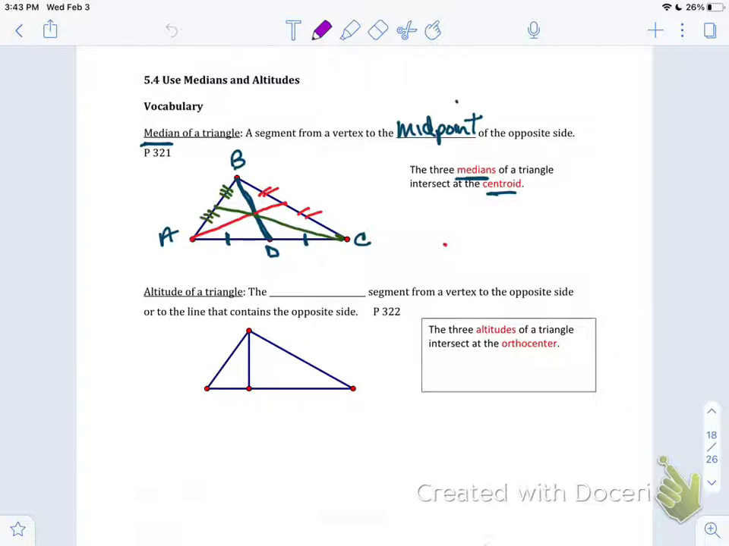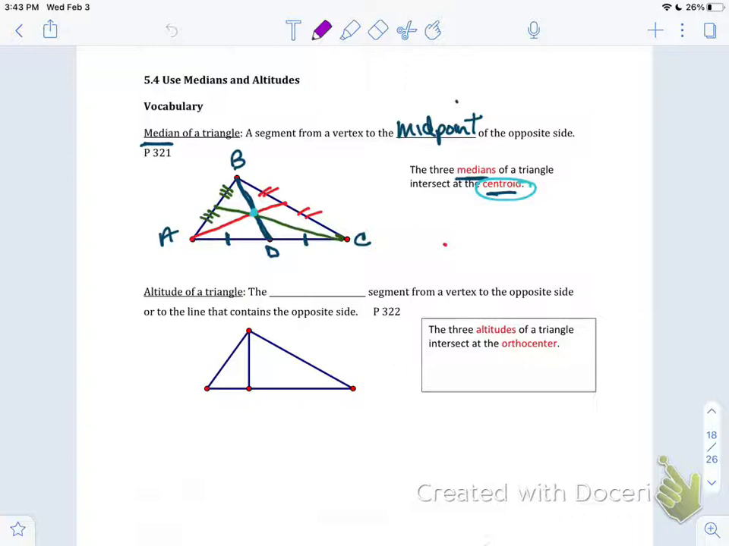Okay, and this point right in the middle, so we'll get a different color. Let's make that blue. This point right here, that is the centroid. Okay, so you're connecting from the vertex to the midpoint of the opposite side.